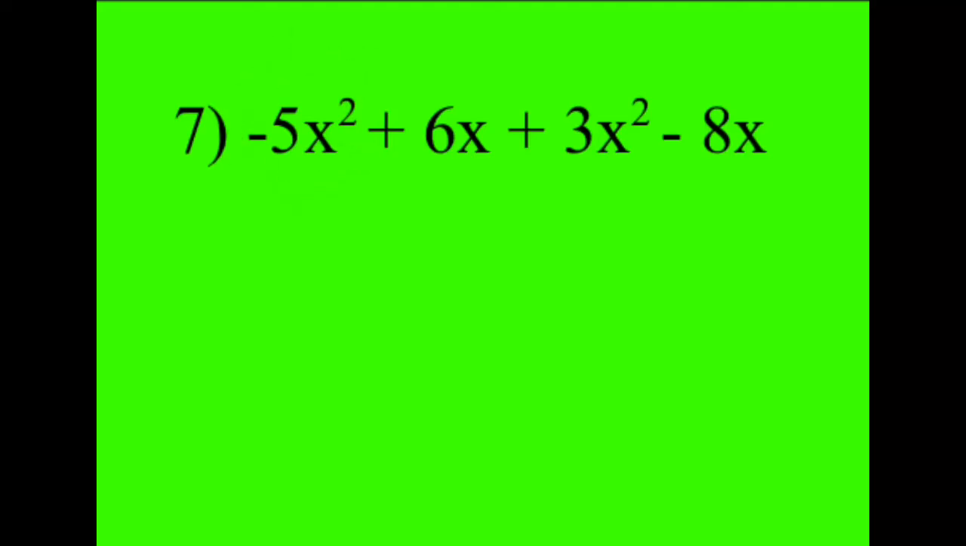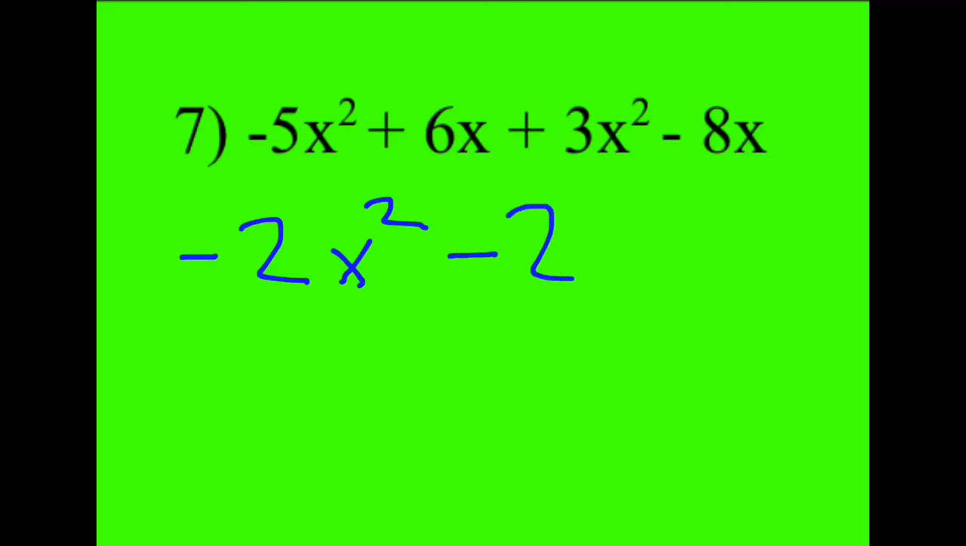Negative 5x squared, positive 3x squared. The signs are different, so we subtract. Negative 2x squared. And now let's look at our x's. Positive 6x, negative 8x. The signs are different, so we subtract. We have more negatives, so 8 minus 6 is negative 2x. And that's as far as we can take it because the variable x squared is different than x.